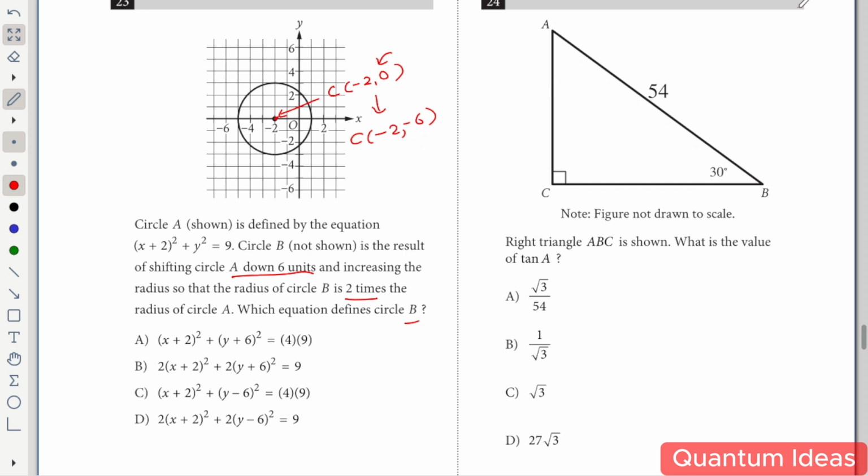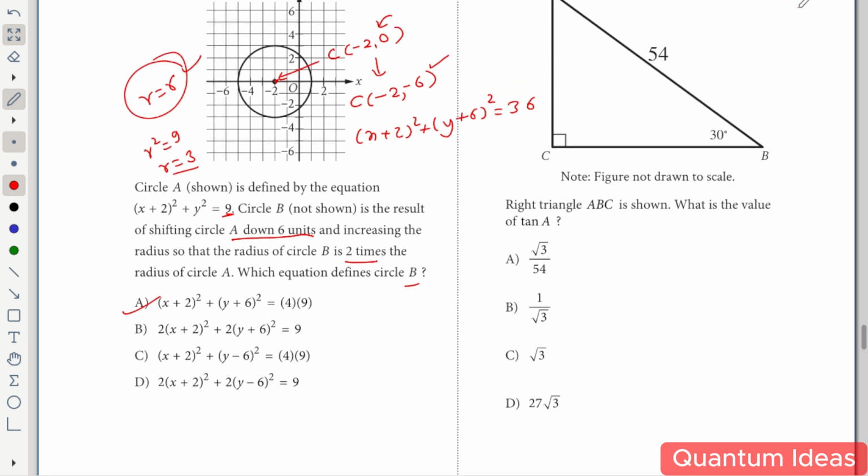You can now find the equation. From here you can see the radius of this circle, if you compare it with r square, is 9, so r is 3. The radius of circle B is 2 times that, means r will be 2 times 3, that is 6. So now by using this center and this radius, we can form the equation of circle B, that is x minus h, which is x plus 2, squared, plus y minus k, which is y plus 6, squared, equals r square, which is 36. So our answer must be this one, right? 9 times 4 is 36. Yeah, so finally this is our answer. So this is number 23.